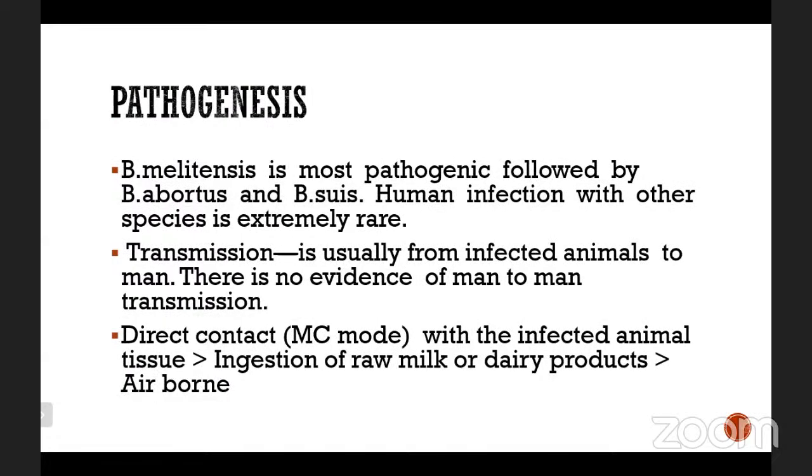Brucella melitensis is the most pathogenic, followed by Brucella abortus and Brucella suis. Human infection is common, and human to human spread is extremely rare. Transmission is mainly seen from infected animals to man. There is no evidence of man to man transmission. Direct contact with infected animal tissue is the most common spread. Ingestion of raw milk or dairy product, and sometimes airborne spread, also occurs.